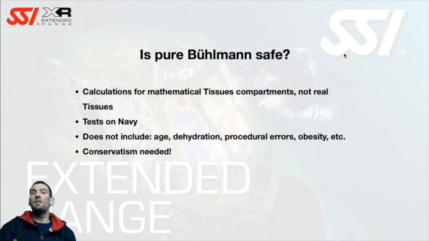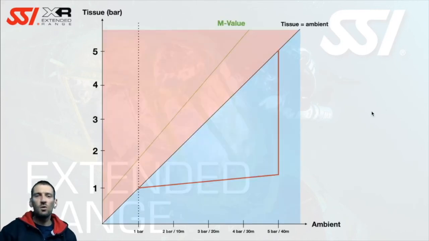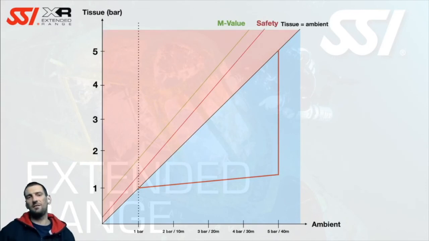Okay, so we need conservatism. And we have known that we need conservatism for years. Every diving computer has some level of conservatism implemented, like 1, 2, 3, or 20, 30, 50, whatsoever. What conservatism does is simply move our personal M-value away from the real, or pure, Bühlmann M-value. So we're slightly moving this away, so we will not get as supersaturated as Bühlmann was actually allowing us. Now we do exactly the same thing as we did before.